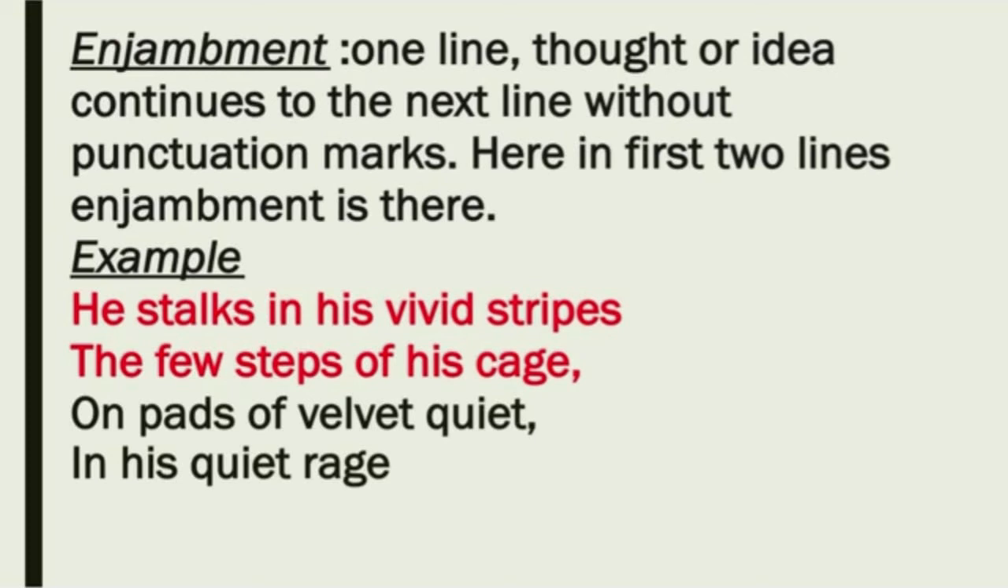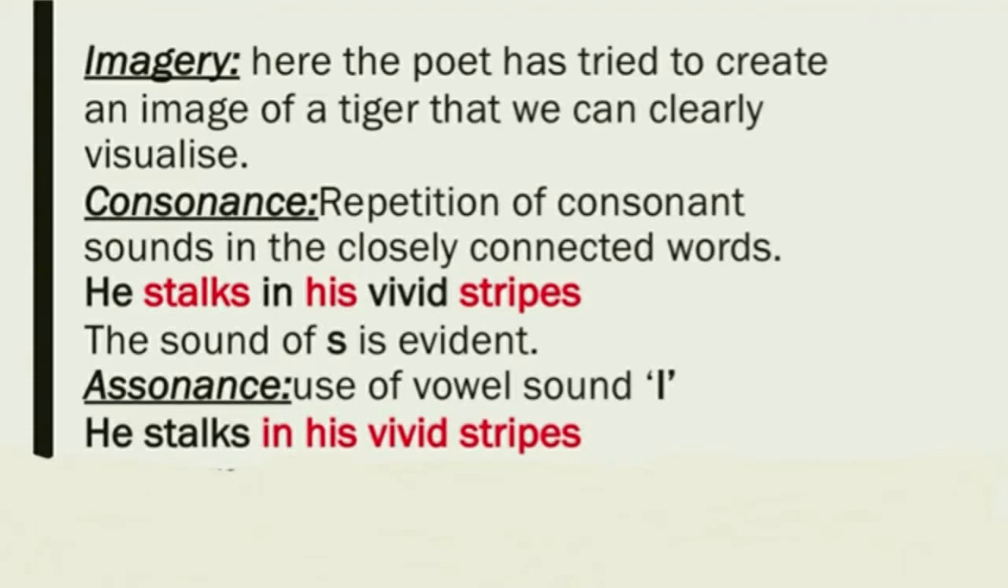We'll take an example. The example is from your poem only. First line, just see. He stalks in his vivid strips the few steps of his cage. Pads of velvet quiet in his quiet rage. And in this first line, just have a look. There is no punctuation mark. It is directly continuing with the second line. Okay, so when lines like this appear, it comes into enchantment. Got it? Now next poetic device is imagery. Imagery means imagination. So here in the poem, the poet has tried to create an image of a tiger that we can clearly visualize.